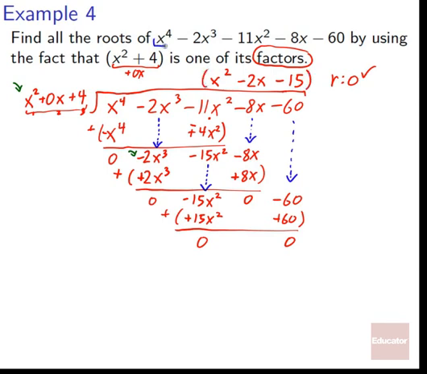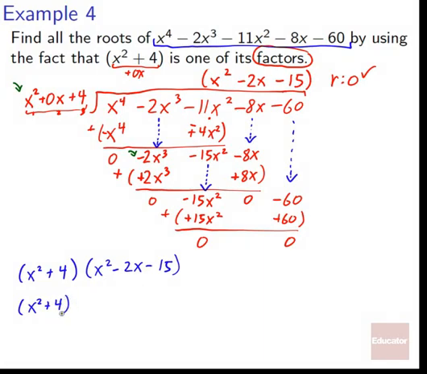So what is our polynomial? It's another way of stating this polynomial. We could also say this as x squared plus 4 times x squared minus 2x minus 15. So let's keep breaking this up. X squared minus 2x minus 15, how can we factor that? X squared plus 4, can we factor that anymore? No, we can't. It's irreducible.